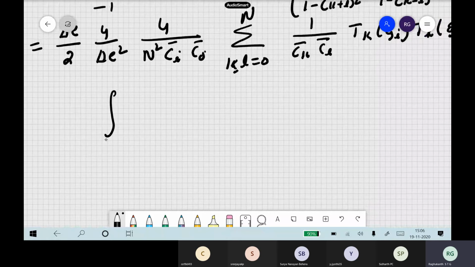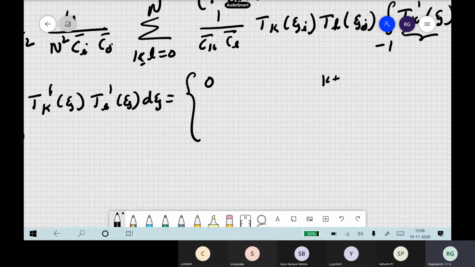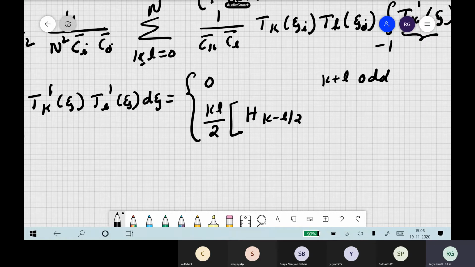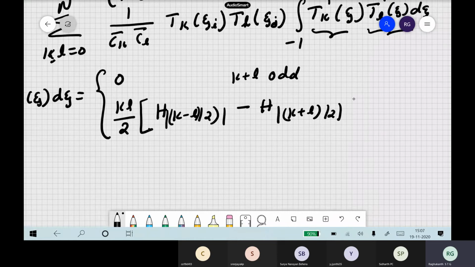So now this integral also is available in closed form. That is the integral of the derivatives of psi, and then TL dash of psi d psi. So this is equal to 0 when k plus L is odd. When it is even, we have kL by 2 h, where this is a step function. Okay, so k minus L by 2, and it is a modulus. So minus step function, with a modulus also, k plus L by 2, when k plus L is even.